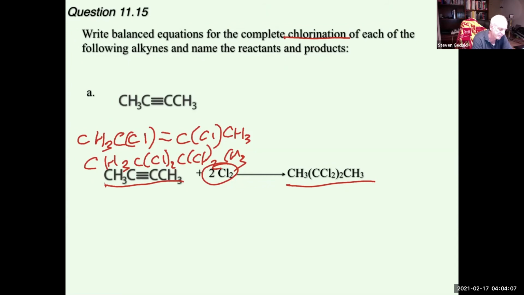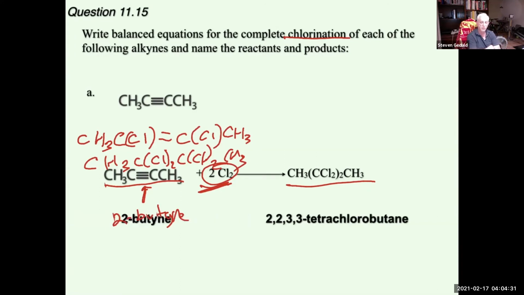So we've gone from 2-butyne, we've added 2 moles of chlorine, to go to 2,2,3,3-tetrachlorobutane. There's 4 chlorines, and then there were 2 and 3 positions. That's where the triple bond was.